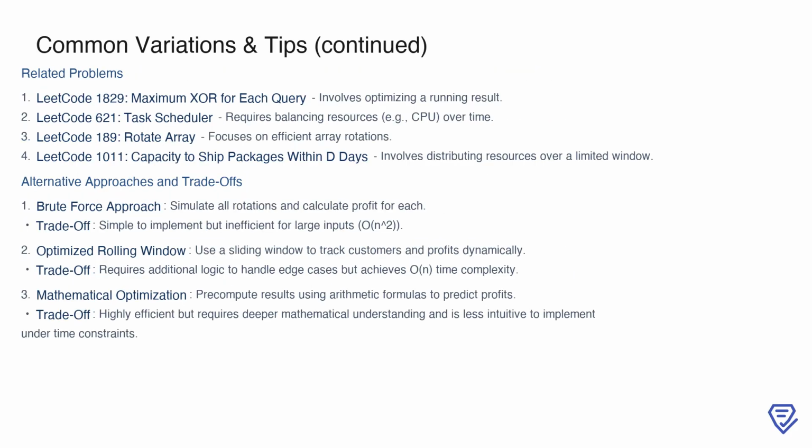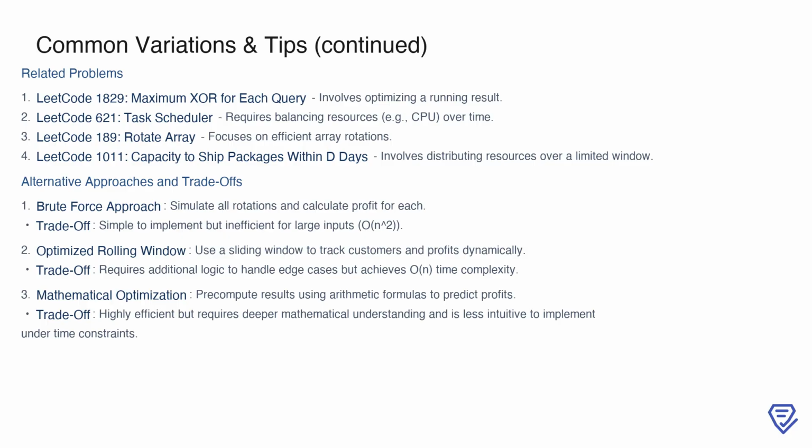This problem shares similarities with several related challenges that you might encounter. For example, LeetCode 1829, which involves optimizing a running result, or LeetCode 621, where the task is to balance resource allocation over time, are both relevant. Additionally, LeetCode 189 focuses on efficient array rotations, while LeetCode 1011 deals with distributing resources over a limited timeframe. These problems help build intuition for scenarios involving rotations, queues, and resource constraints.